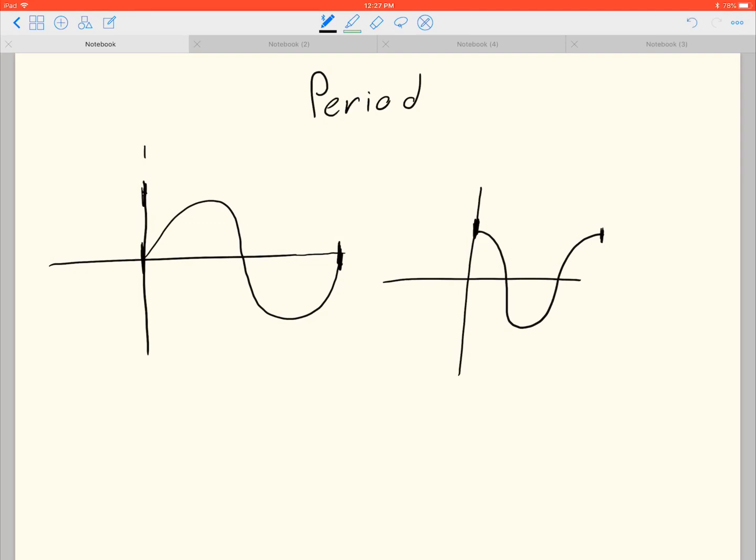Now, period is the length required to complete one cycle of a sine curve. So as you can see here, if you start from 0 here, go through your maximum and minimum and come back to 0, that's one complete cycle here. Another way to compute a cycle is to measure from peak to peak. This is also a period right here.